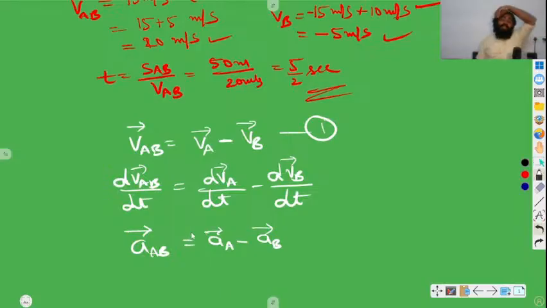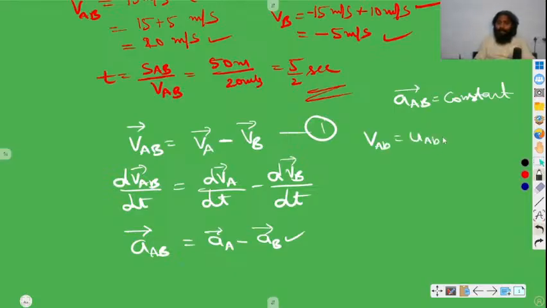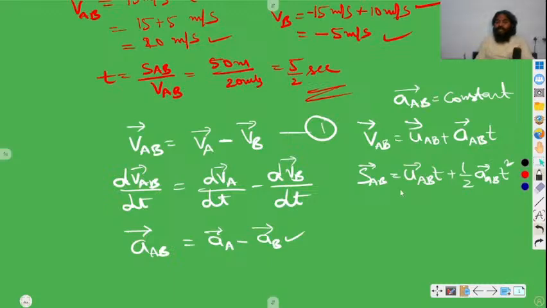And now here, based on this, they'll give you many questions, right? One more thing you have to remember, whenever this relative acceleration is constant, then you can use VAB is equals to UAB plus AAB into T. What is UAB? Initial relative velocity of A with respect to B. VAB is the final velocity of A with respect to B. What is AAB? Acceleration of A with respect to B, and T is time, right? And same way, SAB bar is equals to UAB bar T plus half AAB bar T square, right? And likewise, we can use all the formulas.